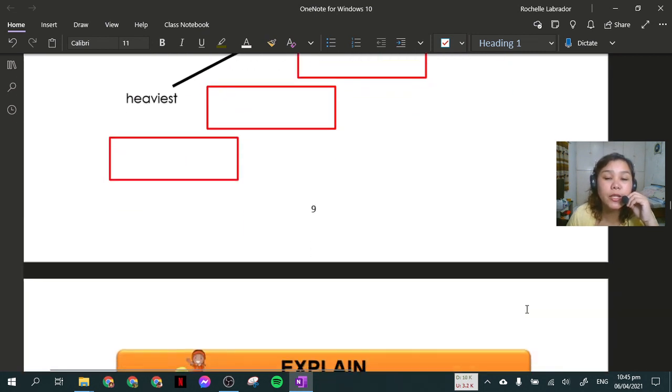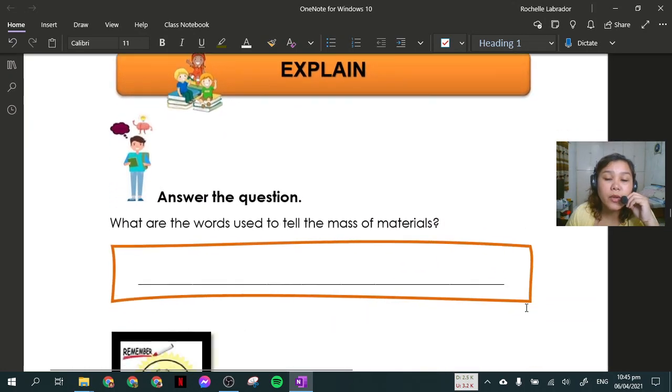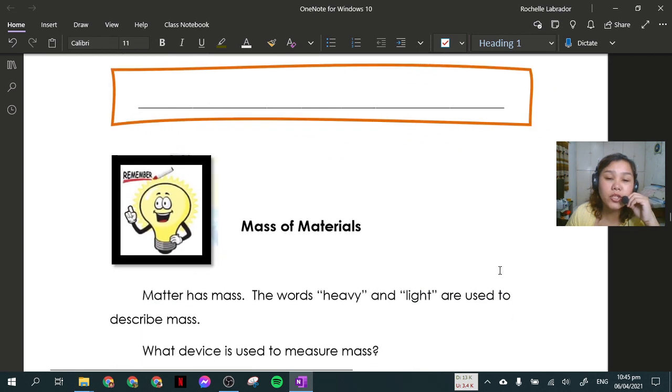So let's proceed with page 10, Explain. So with one question only. So answer the question, what are the words used to tell the mass of the materials? So what are those words that we used to describe the mass of materials? So you need to list down those words. And then, let's proceed with the discussion.